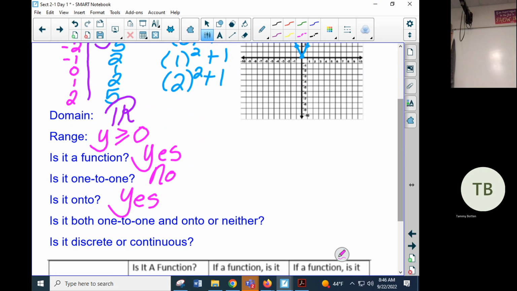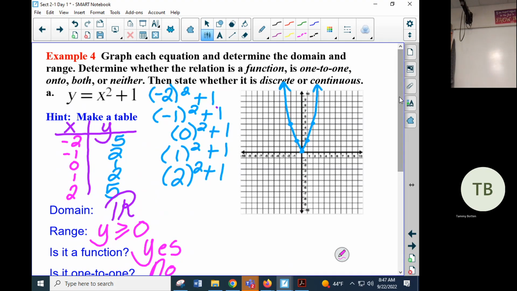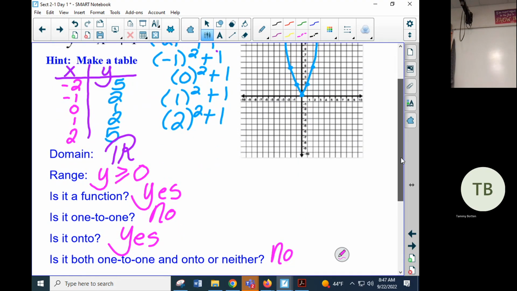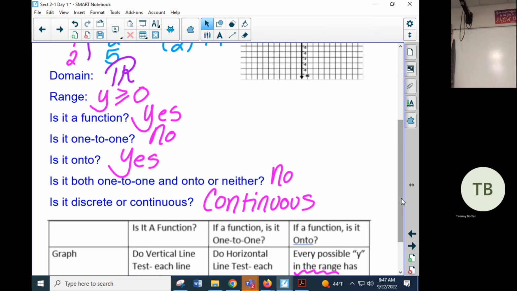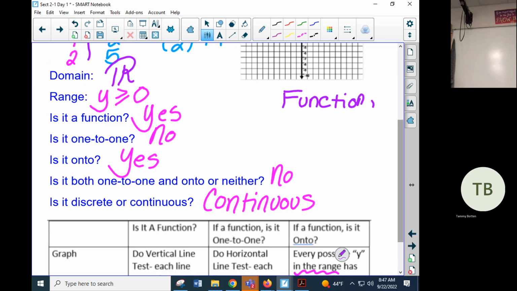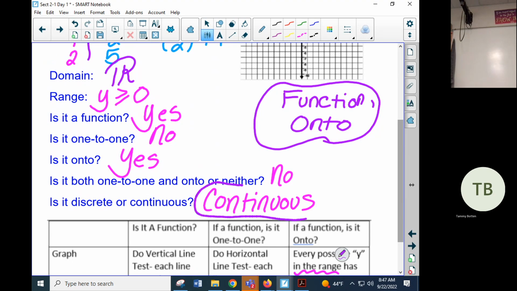And then is it both? No. And is it continuous? So a discrete, again, that has a curve going through it. If it was discrete, it would only have dots. So this is continuous. So how we would write our answer then is that it's a function and it is onto. And then that it's continuous.